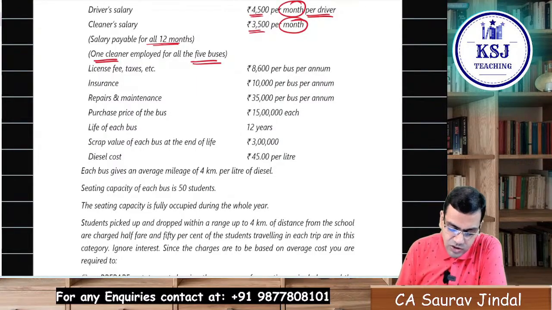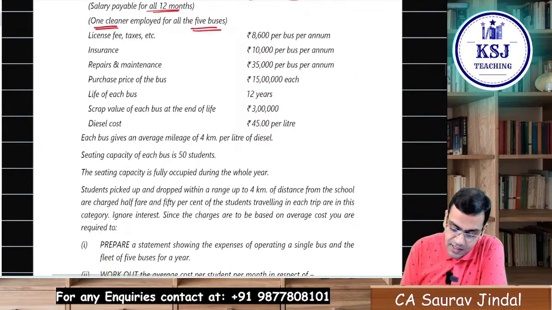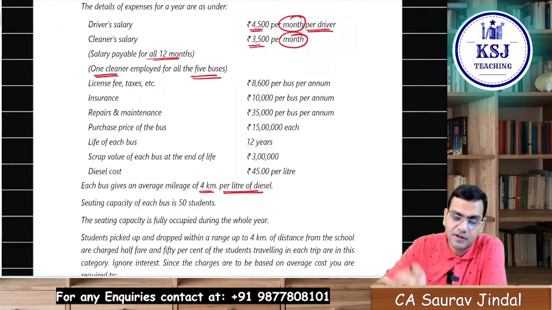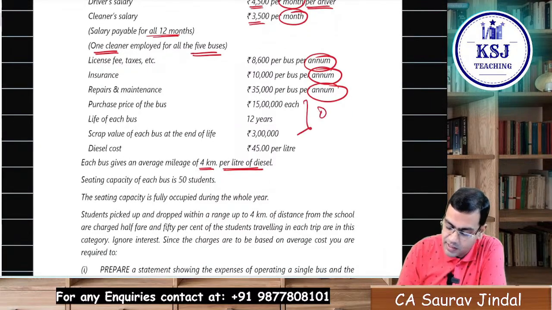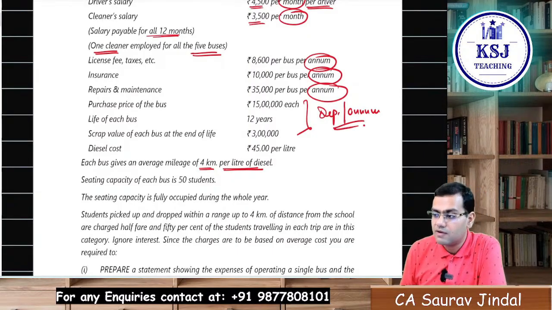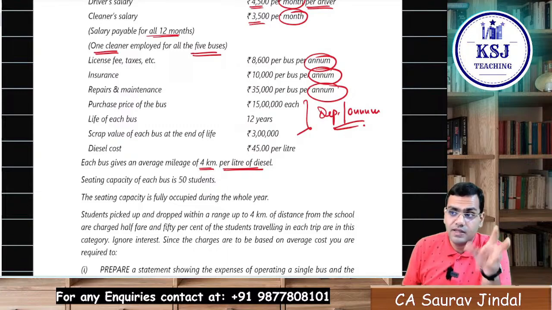License fee, taxes, insurance, repairs and maintenance, purchase price of the bus, life of the bus, scrap value are given, and diesel cost is rupees 45 per liter. Each bus gives an average mileage of 4 km per liter of diesel. Again sir, please be very careful. License fee, insurance, repairs and maintenance are given per annum, and the purchase price will give you depreciation per annum. So you have to be careful what you are calculating, whether you are calculating the effective kilometers, and accordingly you will have to do it.